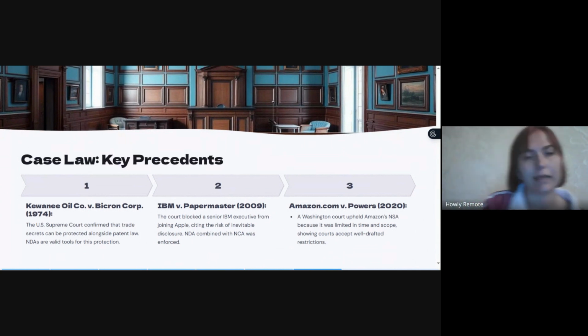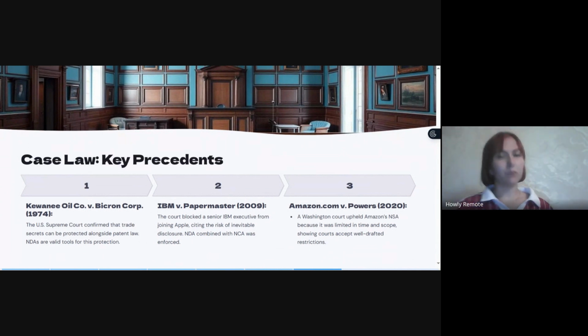The last case, Amazon versus Powers. This case deals with non-solicitation agreements, which are clauses often included in NDAs or employment contracts. Powers was an employee at Amazon. After leaving, he tried to hire Amazon employees for a different company.